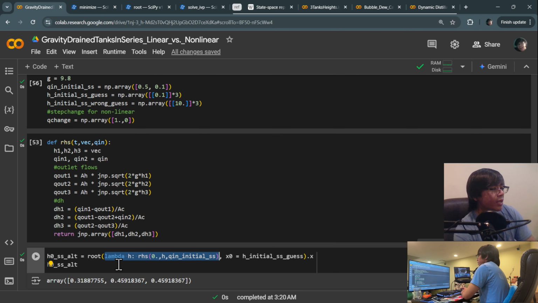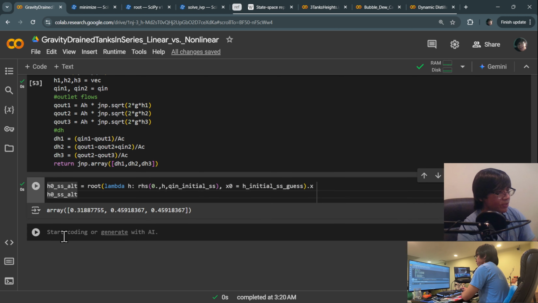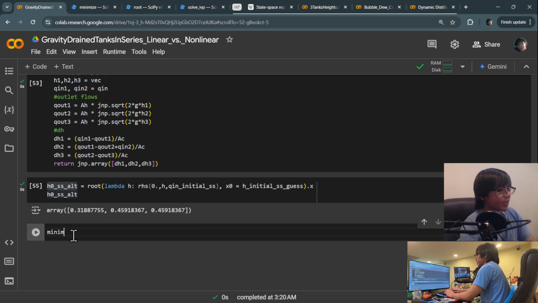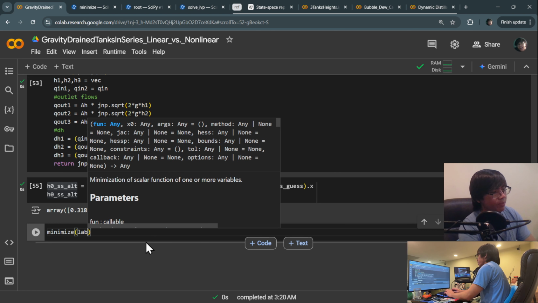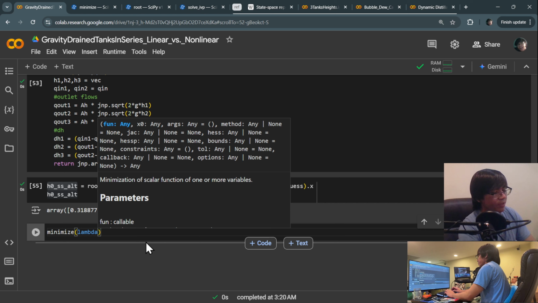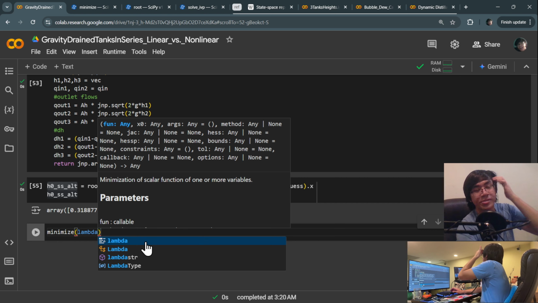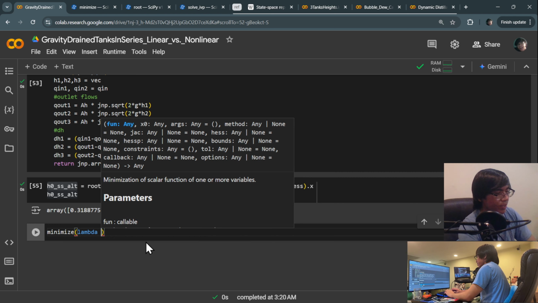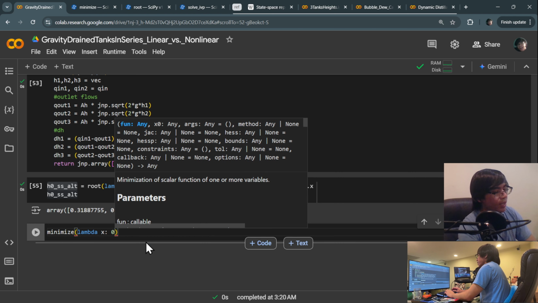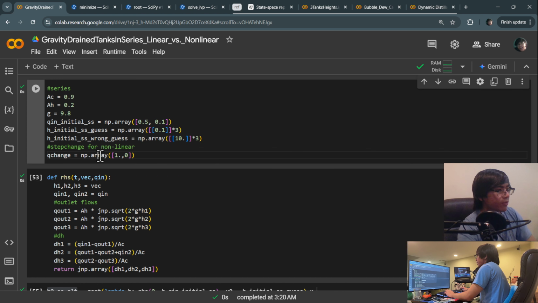So enough explaining. Let's try and do this. I'll do minimize for now. What is happening? Okay, minimize. Did I import it? Yeah, I did import it. Okay, so remember our lambda. Our function, we're not actually minimizing anything, so it has to be 0. I can name this whatever I want. We had our guesses, and I said I would use the wrong guess for this one, just to see that it would converge anyway.